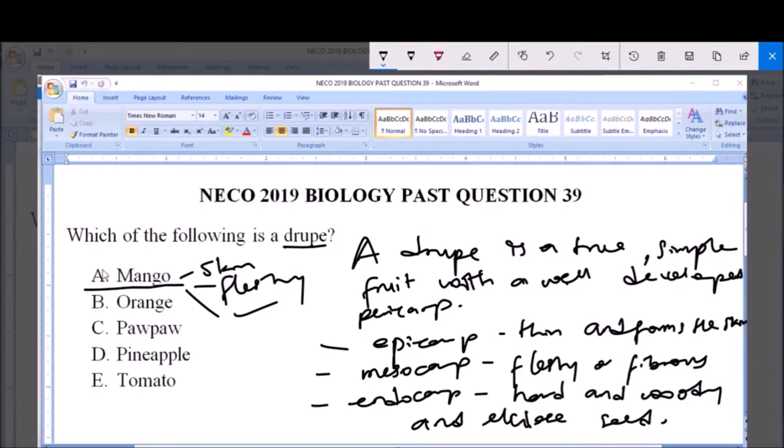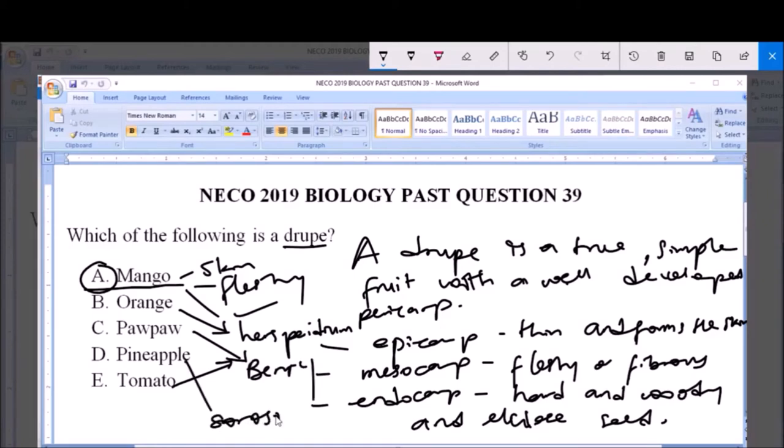Now option B says orange. Orange is not a drupe. Orange is a hesperidium. Pawpaw and tomatoes are not drupes also. They are berries. And then pineapple is a sorosis. A sorosis is not a drupe.